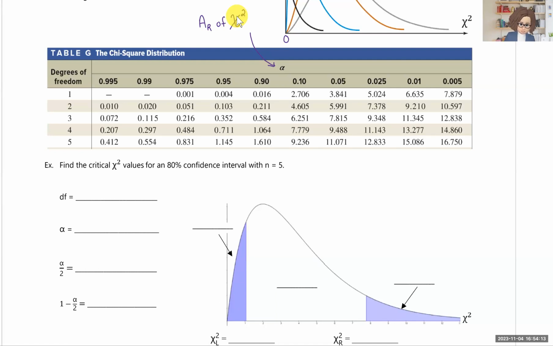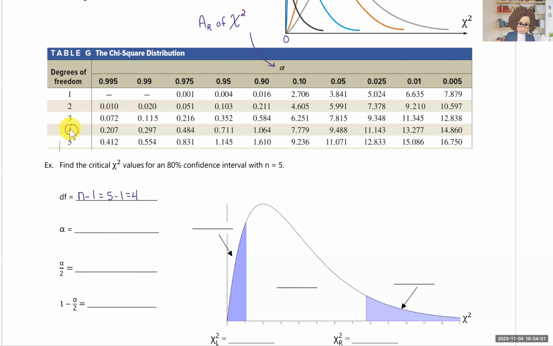So let's jump in with this example of finding these critical chi-square values. So rather than z or t, chi-square, but we'll still have a desired level of confidence. And in order to discuss chi-square, we'll have our sample size here so we can find the associated degrees of freedom. So let's just start with that. Degrees of freedom was n minus 1. So 5 minus 1 in this case, 4 degrees of freedom. So when I get to my table, I know I'll be going to degrees of freedom 4.